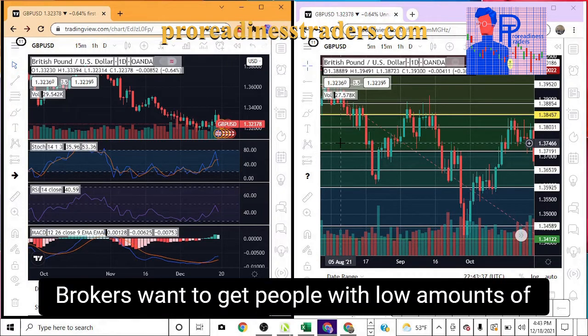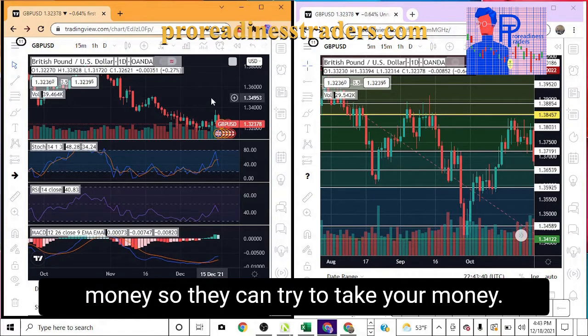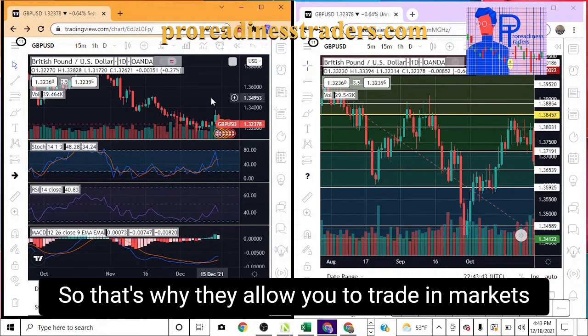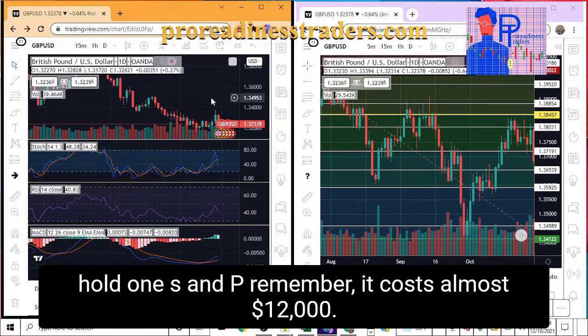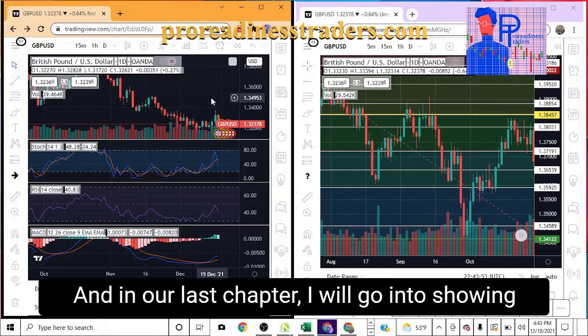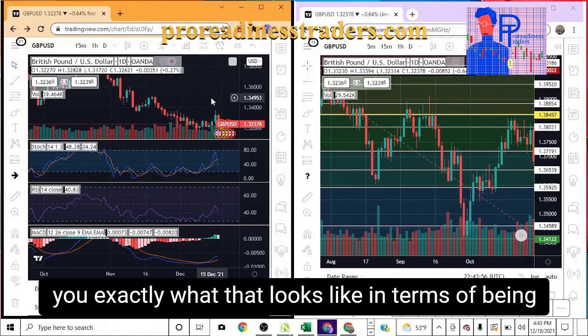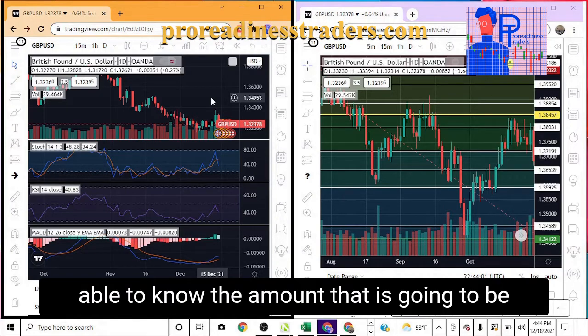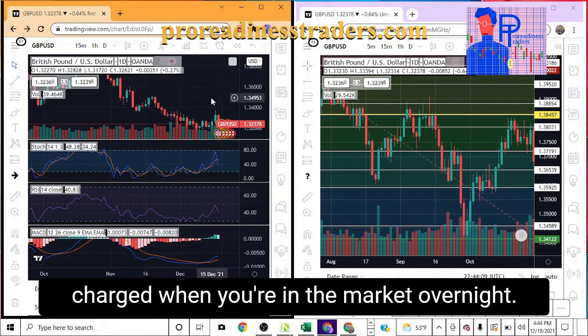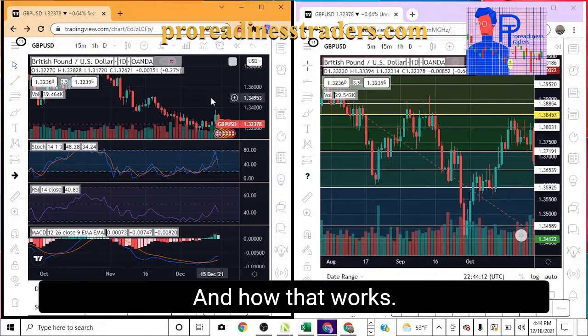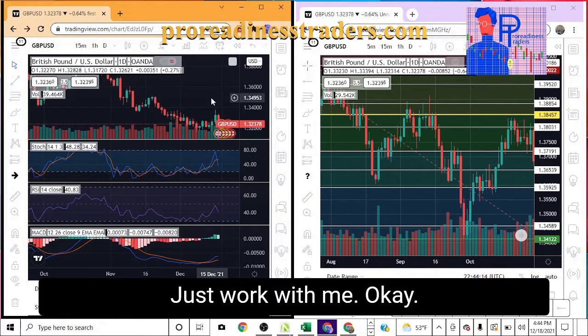So, and then brokers want to get people with low amounts of money so they can try to take your money. So that's why they're allowing you to trade in markets that normally would cost a large amount, especially futures. To hold one S&P, remember it costs almost $12,000. And in our last chapter, I will go into showing you exactly what that looks like in terms of being able to know the amount that is going to be charged, commission fees, and the amount that is going to be charged when you're in the market overnight and how that works. We'll do all that later. Just work with me, okay?